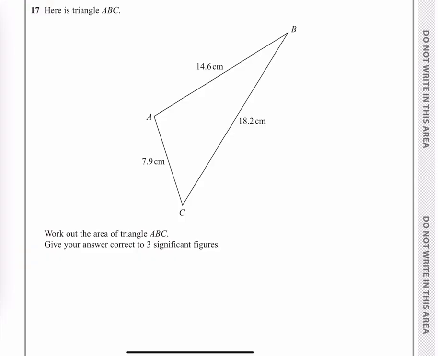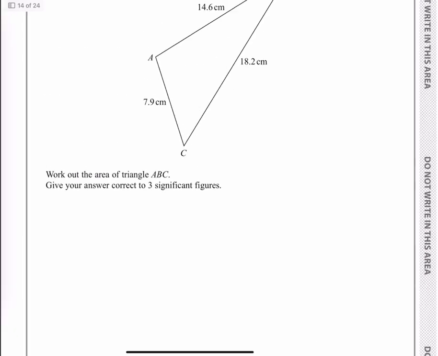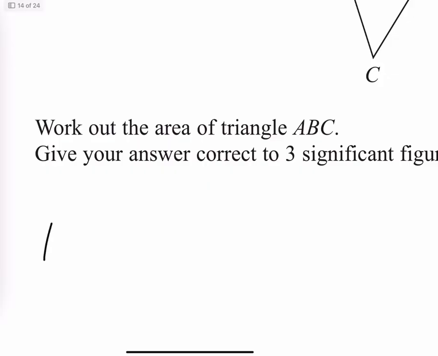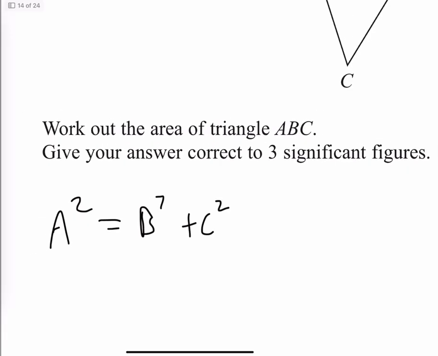Yet another geometry question, but it's only 4 marks, that's not too bad. So, we need an angle, okay? That's what we need here. So we're going to need to use the cosine rule, which is a squared equals b squared plus c squared, Pythagoras, with the addition of the -2bc cos of A.